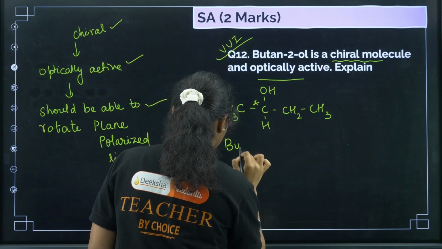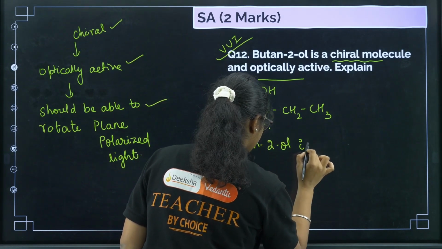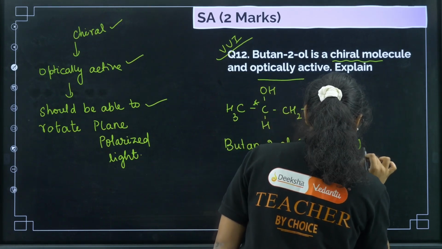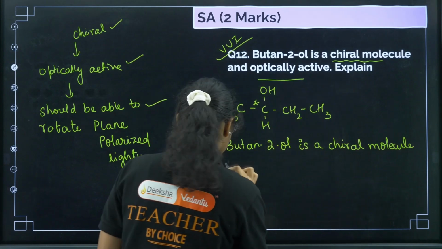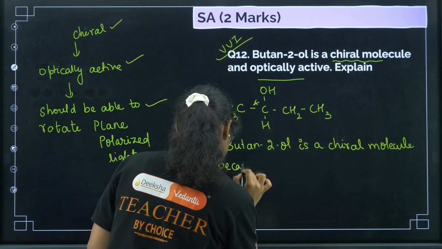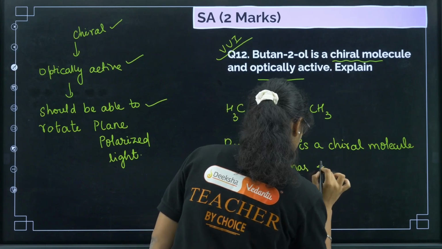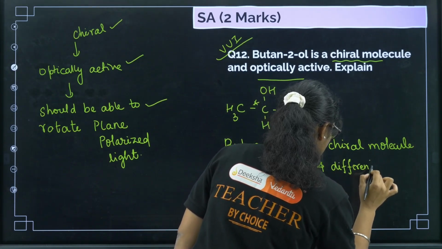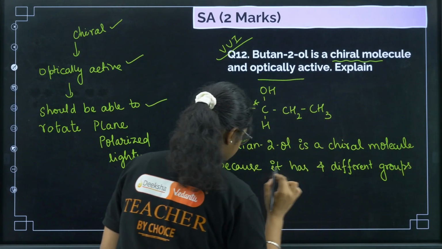So I can explain like this: butan-2-ol is a chiral molecule because it has 4 different groups attached.